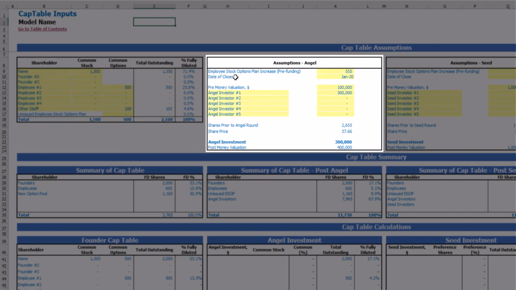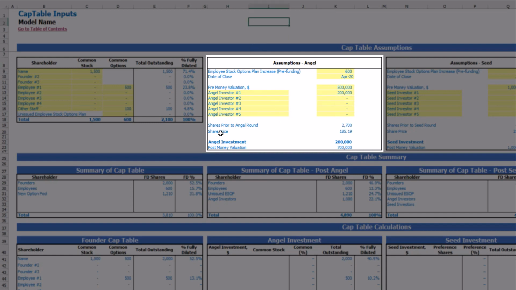The next step will show you the assumptions for angel round. So you can input employee stock options increase on pre-funding, for example 600. You can set date of close, which can be April 20, for example. You can set the pre-money valuation, which can be some amount, 500,000. You have up to 5 angel investors or investor groups. You can input some amounts of funding.